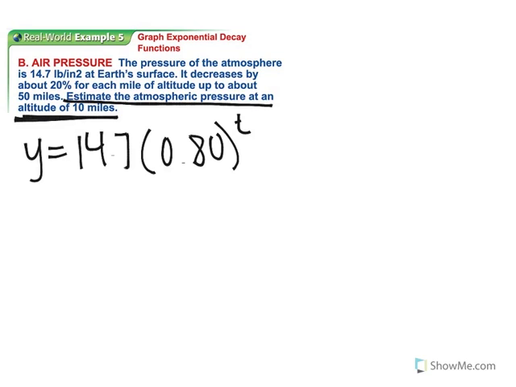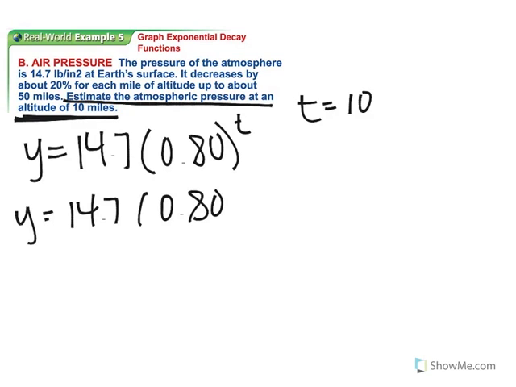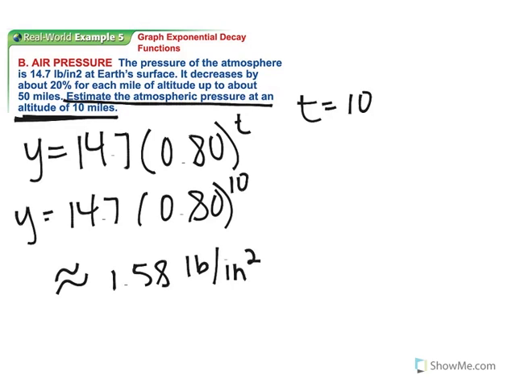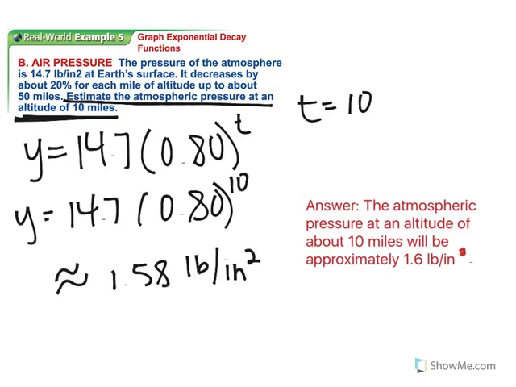But we're given that we're going to be at an altitude of 10 miles, so we know that 10 miles have gone by. So what we're going to do is replace t with 10. So y equals 14.7 times 0.80 raised to the 10th power. And then we will use our calculator to approximate this answer to be about 1.58 pounds per inches squared.